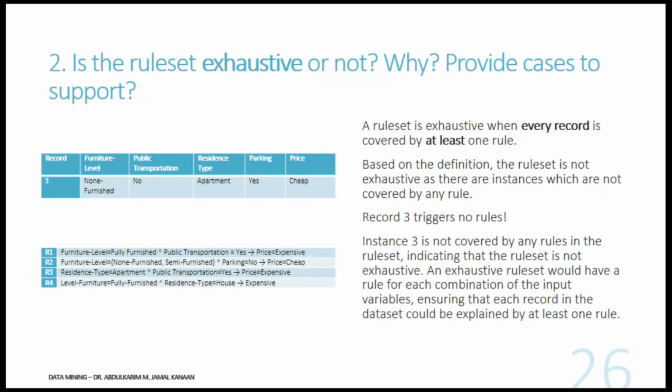Question 2, is the rule set exhaustive? In order to be exhaustive, every record must be covered by at least one rule. That means if you can find a single record that cannot trigger any rule, then it's not exhaustive. Otherwise, it's exhaustive. So if we check back, we find that record 3 has no rule to trigger. If you write if-then, it cannot satisfy any of the if-then conditions, so it's not exhaustive. That's it. You see how easy?